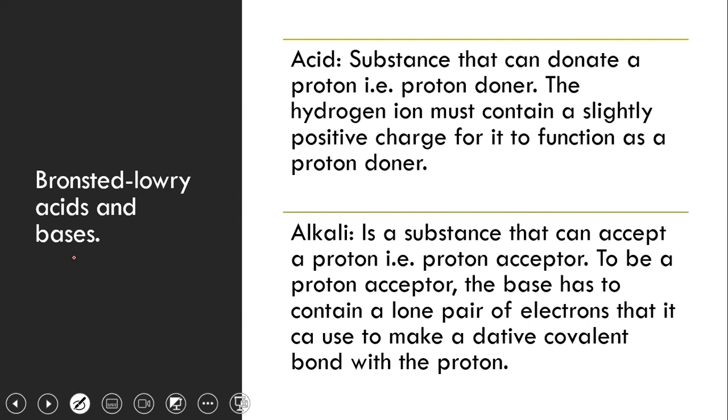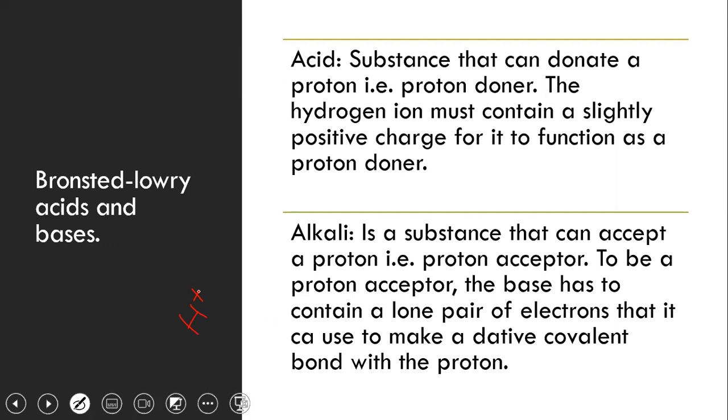What do we mean by a proton? A proton is going to be your hydrogen ion. A hydrogen ion is considered to be a proton, and any substance that can donate a proton will be known as an acid. And this is according to the Bronsted-Lowry concept. An alkali is a substance that can accept a proton, right? So it has to be able to accept a proton.